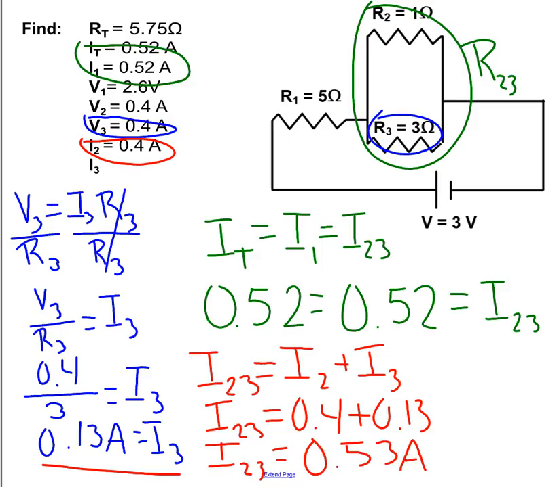And since that number is very close to my number up here, and I think the difference was just a rounding of a decimal early on, I know that I've probably solved this problem correctly. This is a good check for me to do at the end of my problem.